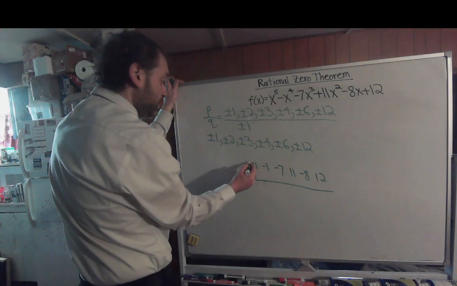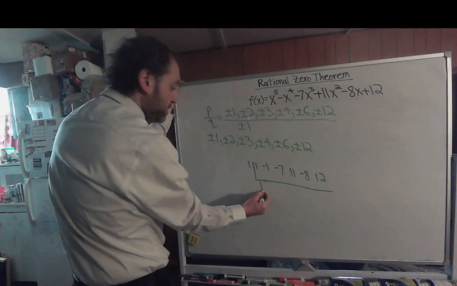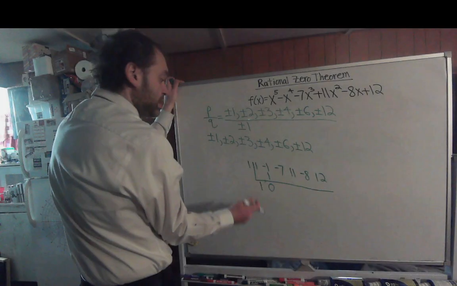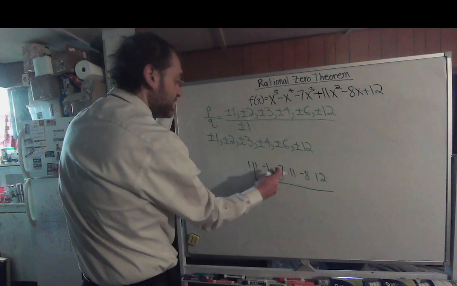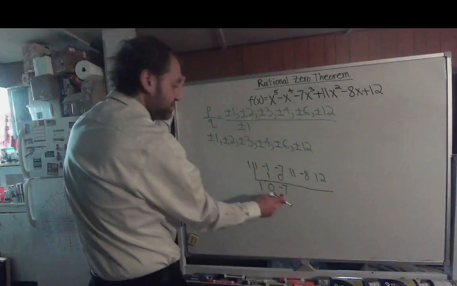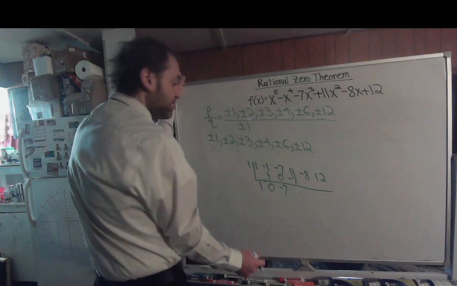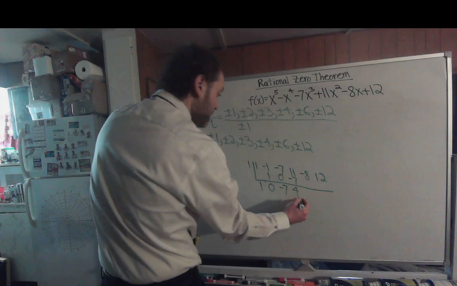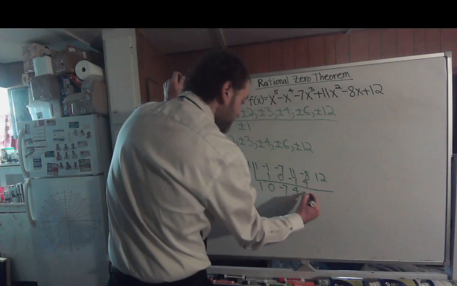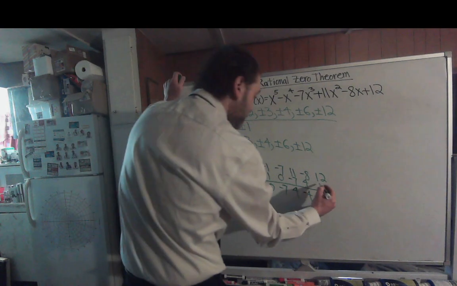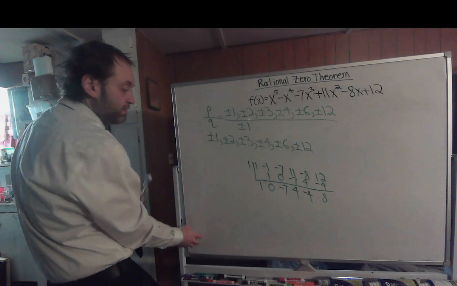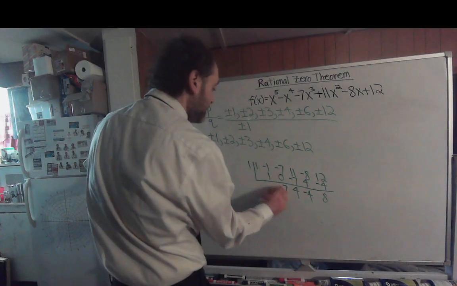Well, let's try 1. Alright, bring down your 1. 1 times 1 is 1. Negative 1 plus 1 is 0. 1 times 0 is 0. So negative 7 plus 0 is negative 7. 1 times negative 7 is negative 7. 11 minus 7 is 4. 1 times 4 is 4. Negative 8 plus 4 is negative 4. 1 times negative 4 is negative 4, so 12 minus 4 is 8. That's definitely not a rational zero that works, the positive one.